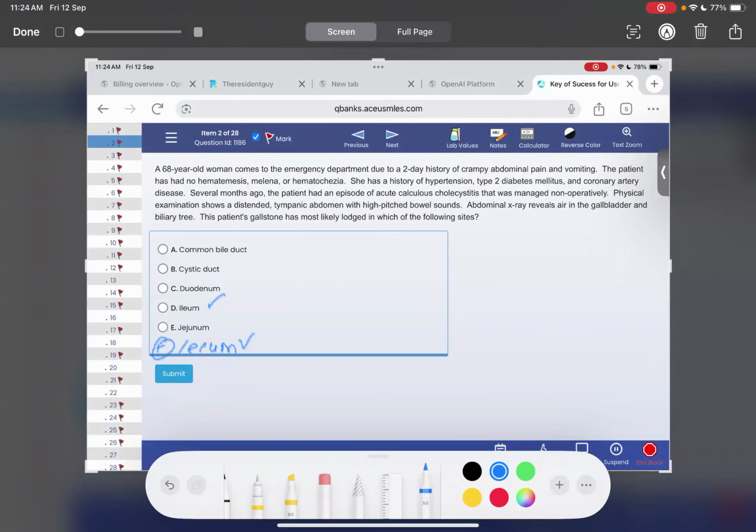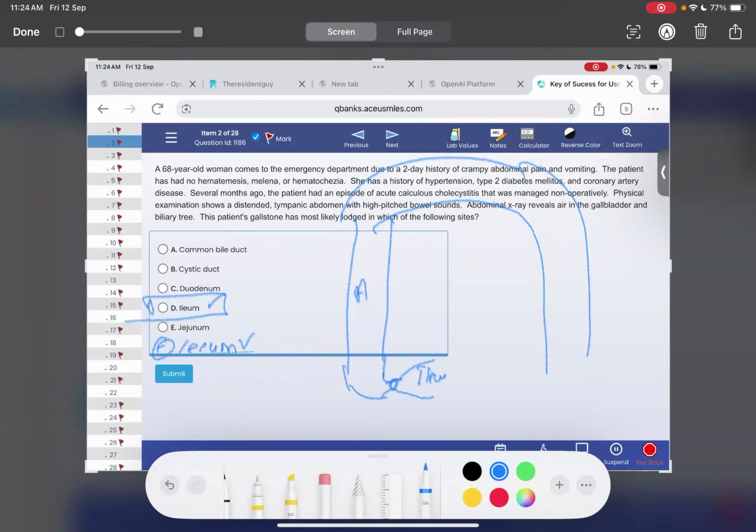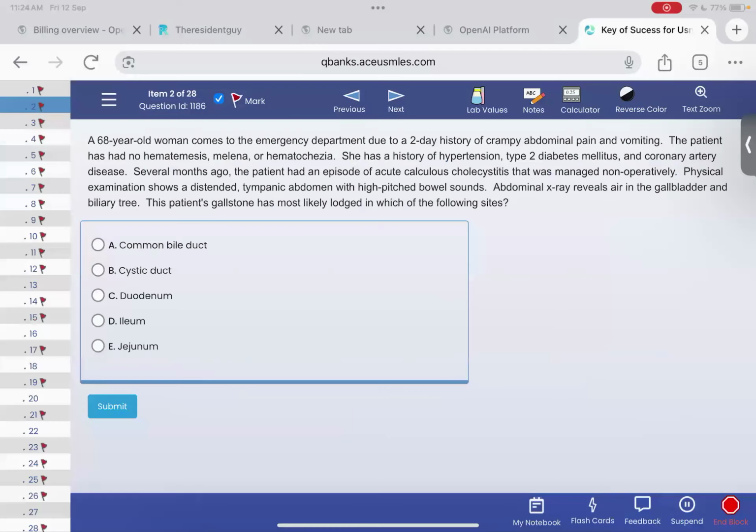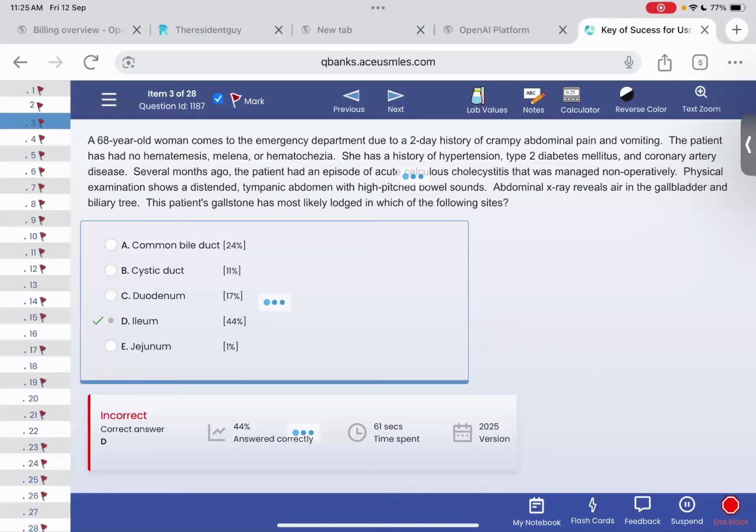Ileum. Perfect. The answer will be ileum as well, because this is your ascending colon, this is your cecum, and here is your ileocecal junction, and here this is the ileum. So the stone will lodge over here. It is part of the ileum, not the cecum. Have you got the concept? Yes. Perfect. So it is the ileum. Okay.